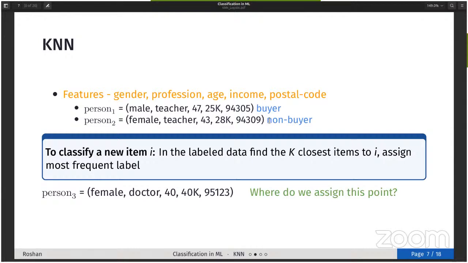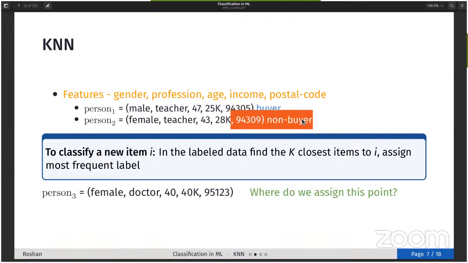Let's say a TV. So this will become part of your training data, and let's say a person three comes into the picture having these features. What do we do, or where do we assign this point? Based on these features alone, can I say she will buy a TV or not? Question three. So this is what KNN deals with in general.